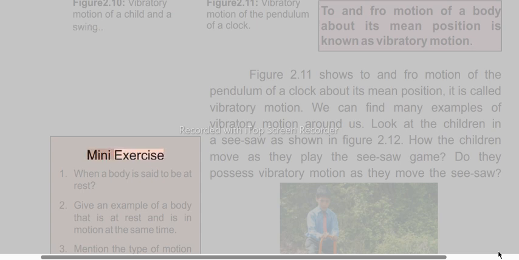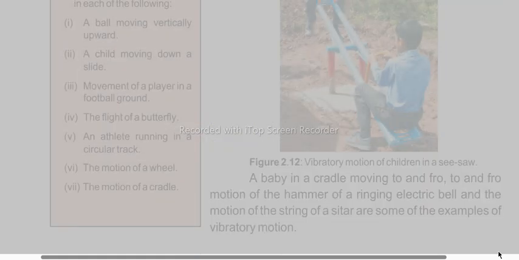Mini exercise. 1. When is a body said to be at rest? 2. Give an example of a body that is at rest and in motion at the same time. 3. Mention the type of motion in each of the following. i. A ball moving vertically upward. ii. A child moving down a slide. iii. Movement of a player in a football ground. iv. The flight of a butterfly. v. An athlete running on a circular track. vi. The motion of a wheel. vii. The motion of a cradle.